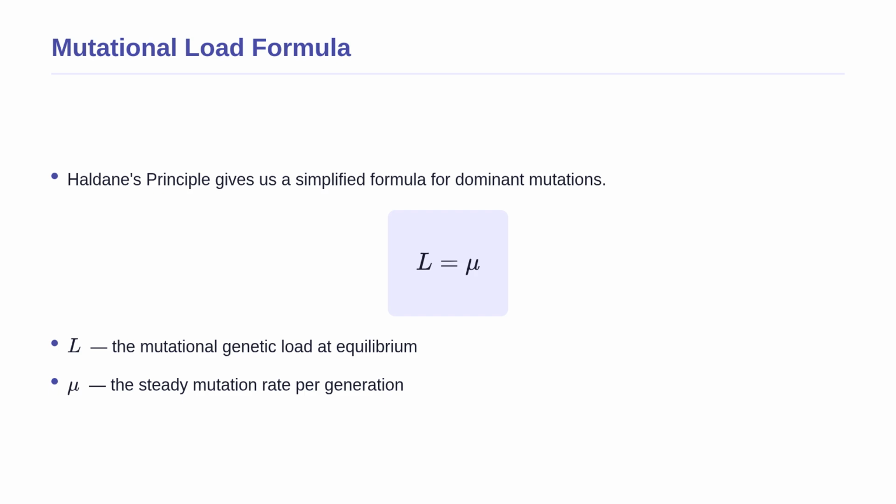If the mutation rate mu increases, the genetic load increases proportionally, regardless of whether the mutation causes a mild defect or a severe disease. This elegant formula allows us to predict the evolutionary burden simply by knowing how often a new mutation arises.